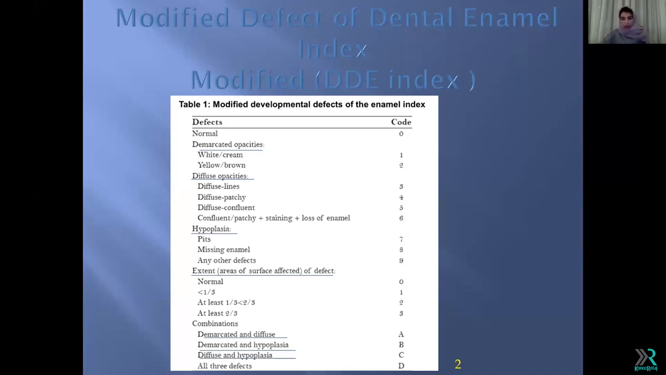The code will be 1 if it's less than 1/3, more than 1/3 but less than 2/3, the code will be 2, and more than 2/3, the code will be 3. And the letters describe the combination of lesion, if it's demarcated or diffuse, demarcated and hypoplasia, diffuse and hypoplasia, or D if it's a combination of all the previous defects.